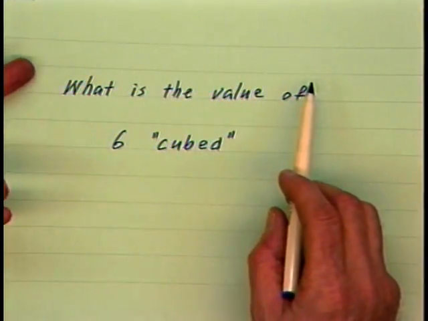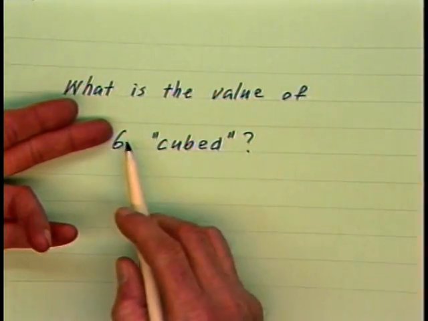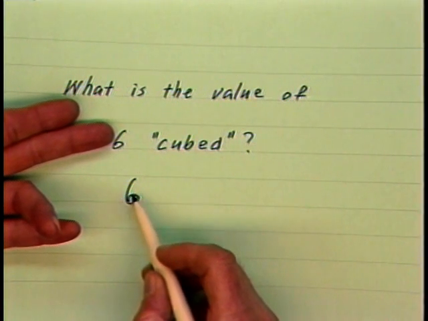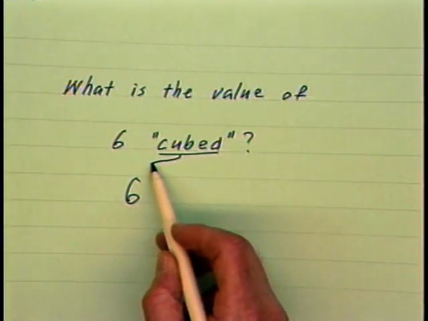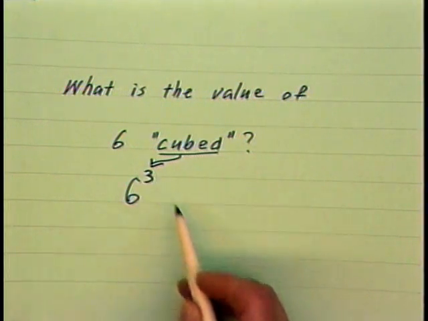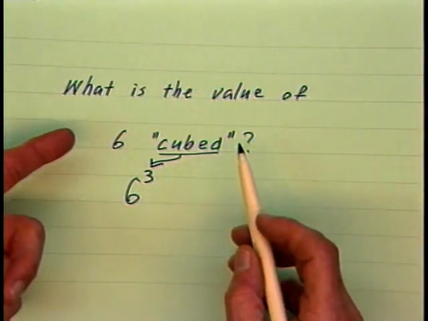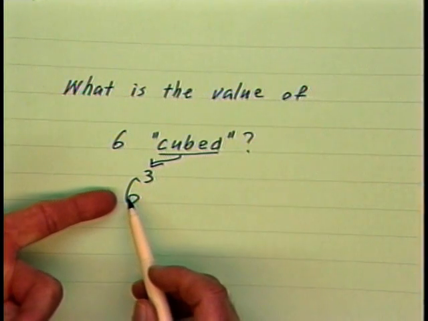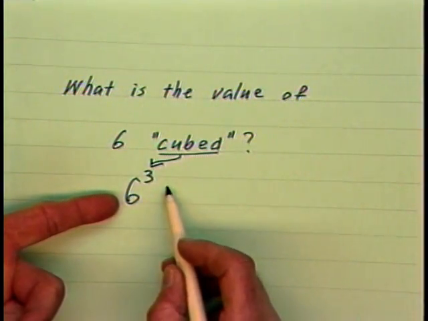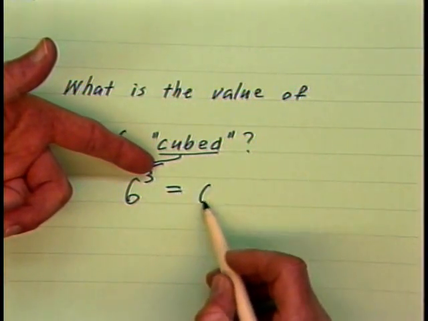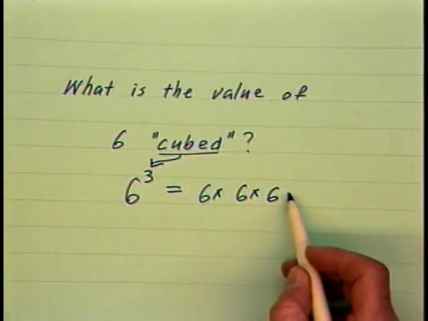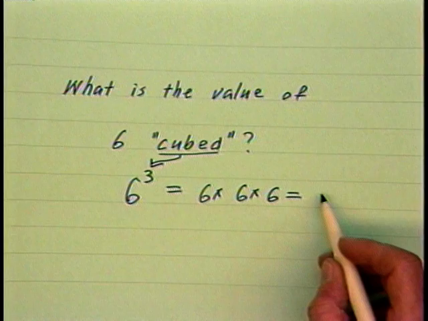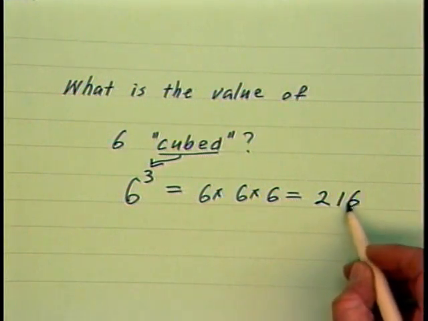Another slang phrase you'll hear is the phrase cubed. For instance, in this question, what is the value of 6 cubed? Well, 6, and the phrase cubed means an exponent of 3. So to say 6 cubed means 6 to the power of 3, and of course that means take 3 6s and multiply them together, which has a value after multiplying of 216.